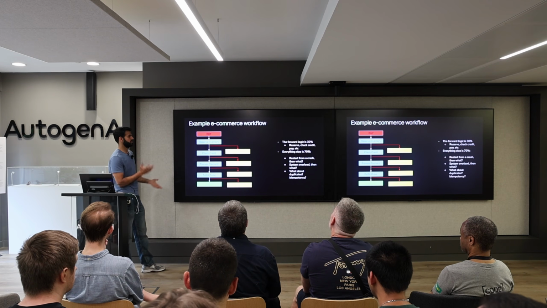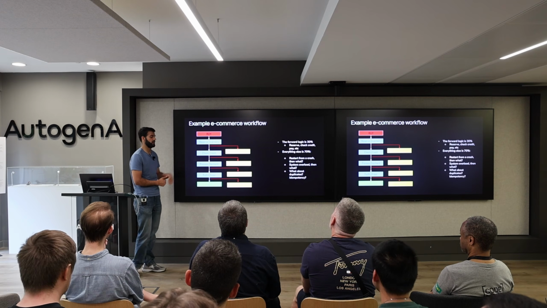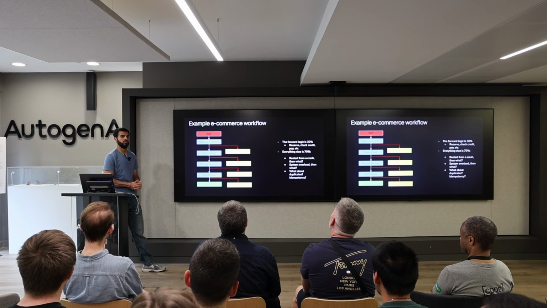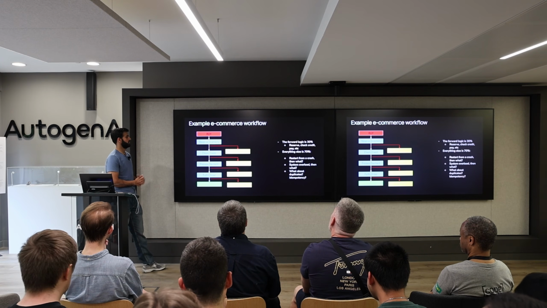Reserve inventory, the inventory API is down, what do you do then? Maybe you get to process payment, you've done the other stuff, but the payment server is down, or it's not available, or it's giving you a weird error. What do you do then?